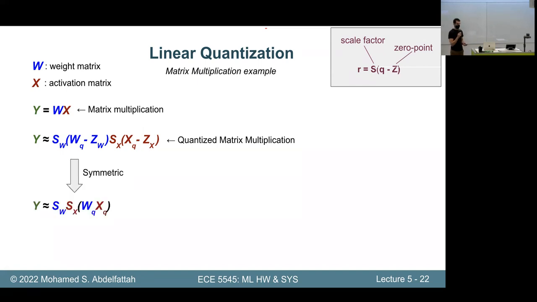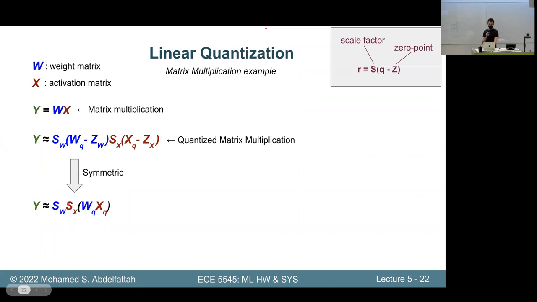And if my linear quantization scheme is symmetric, then all of my 0 points are 0. And so it simply becomes, I have the two scale factors multiplied by each other, and then the normal matrix multiplication, but now it's with quantized numbers. So now I get to do quantized arithmetic here. So this is 8-bit arithmetic. And then I just have these scale factors that I multiply with.